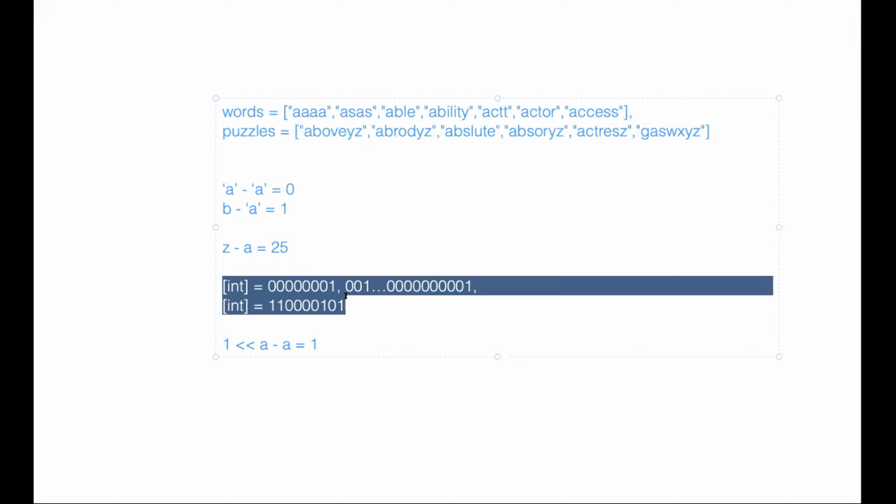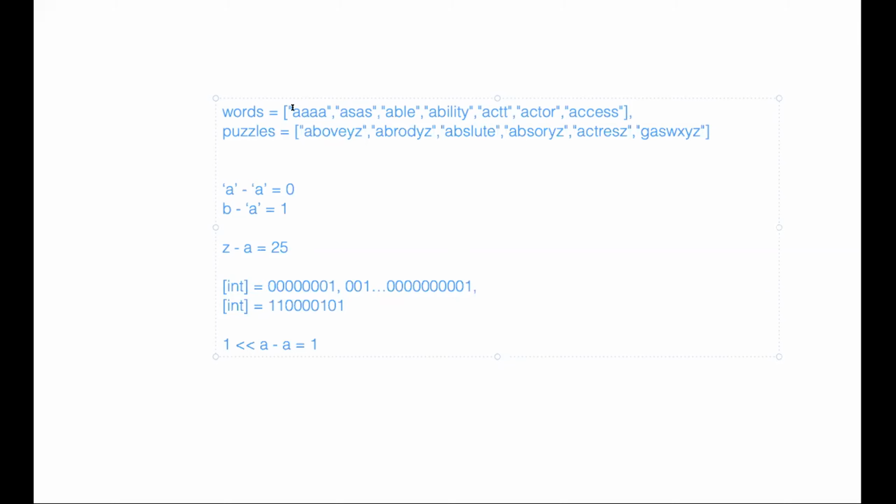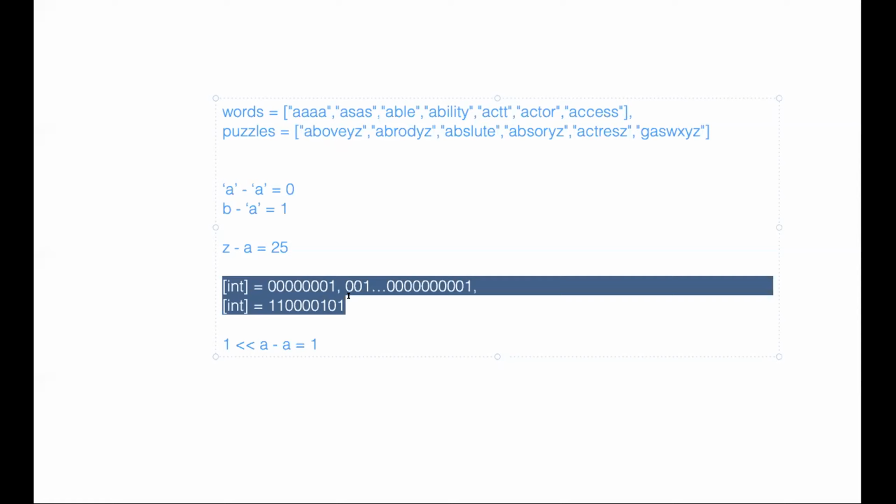We can create 2 masks. We can iterate over the first array, the words array, and then the puzzle, and then we can create 2 integers, and then we can perform the operation as we discussed.